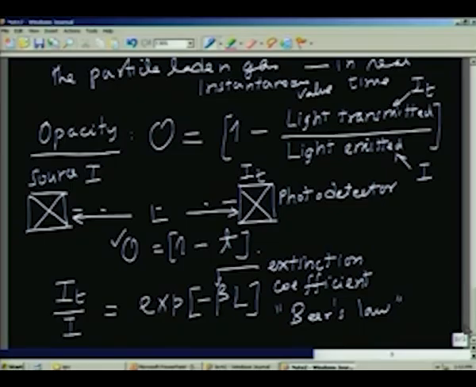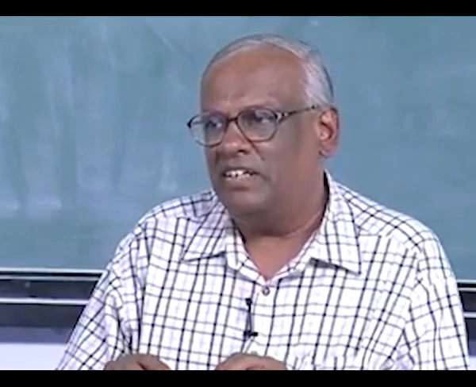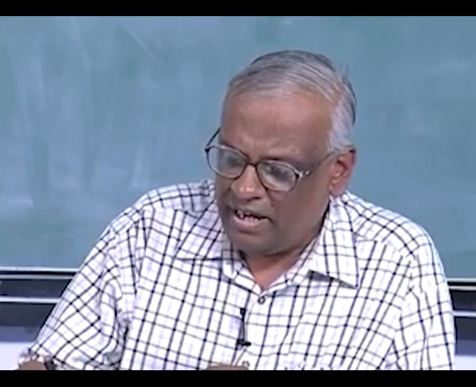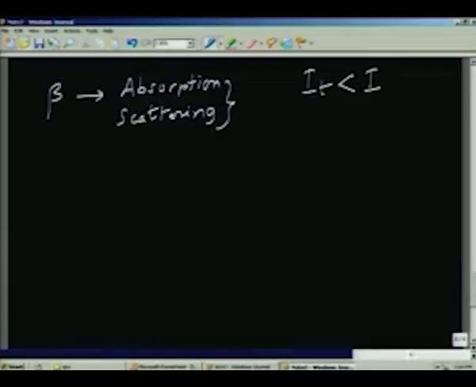Okay. So, this extension coefficient beta is due to two reasons. One is absorption and the second one is due to scattering. These two together are the reason for reduction in the amount of light reaching the detector. That means that I_T is less than I because of absorption by the medium and the scattering in the medium.